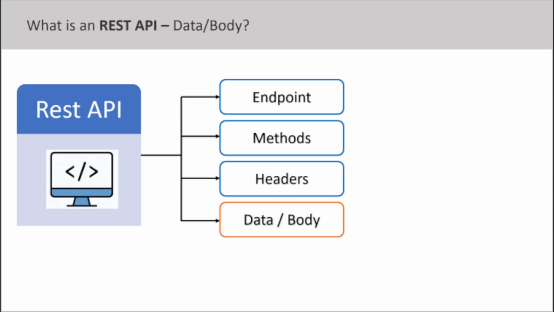The body, or we can say the payload, contains the actual data that you are sending, like a new user's details, a movie title and rating, or login credentials. Now, what kind of data goes in the body? Usually it is structured in a format like JSON, but sometimes it can be XML or form data, depending on the API. But in most cases, we use JSON.